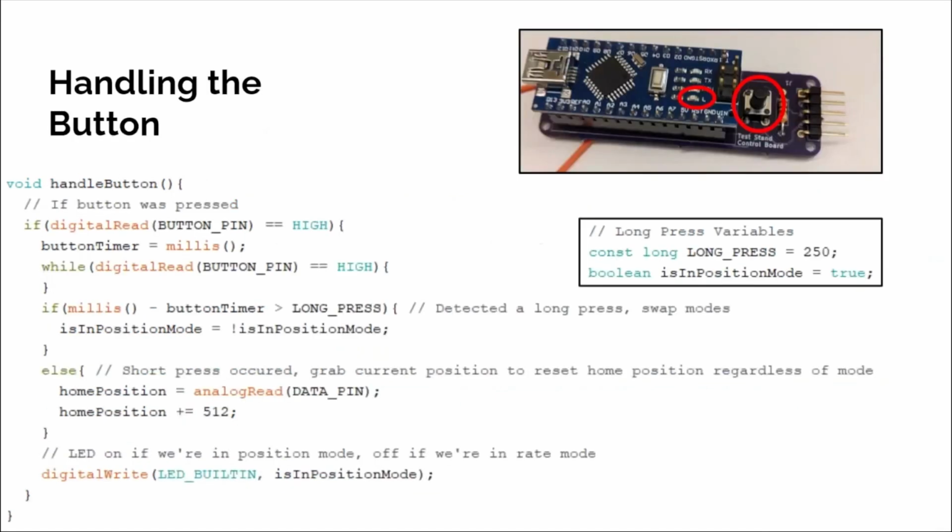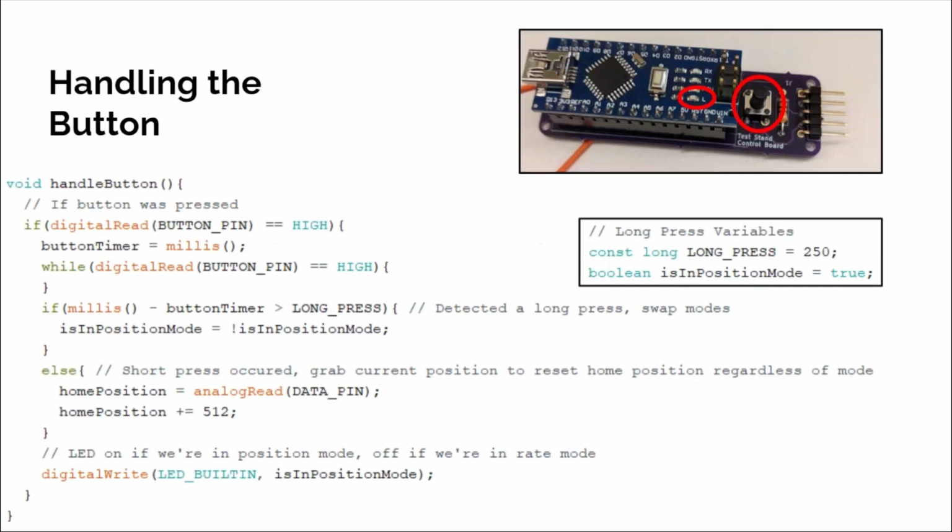In the handle buttons function, the first thing we look for on the button is whether it is high or low. If the button is high, this represents the button being pressed down. Once the button is pressed down, we start a timer in milliseconds. We then enter a while loop while the button is pressed. It is okay for this to be blocking since we likely don't care about the data during this time. Once the button is released, we move on and see how long the button was pressed for.